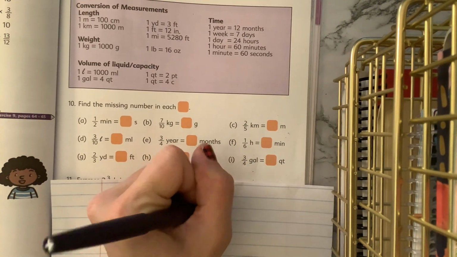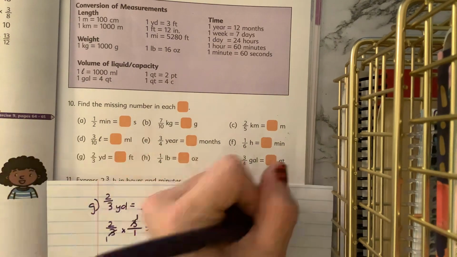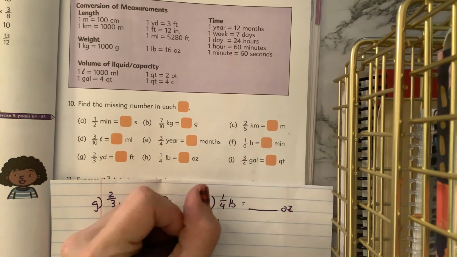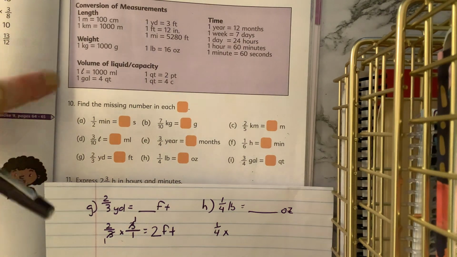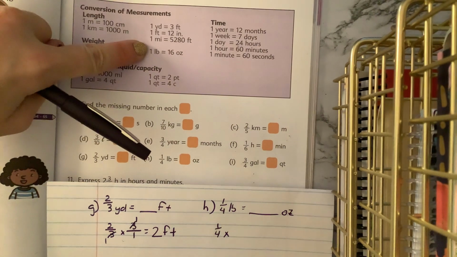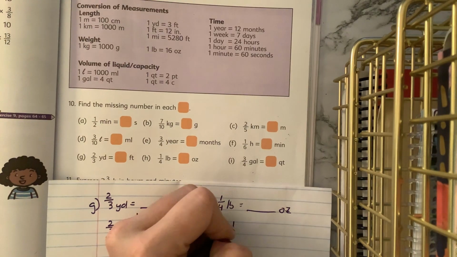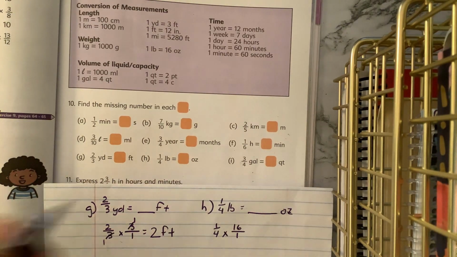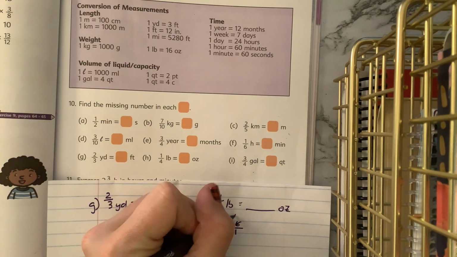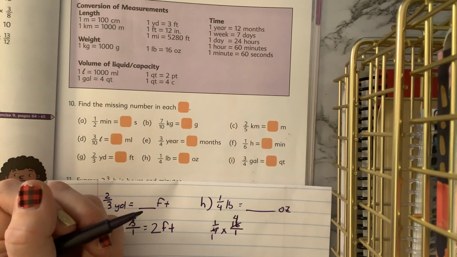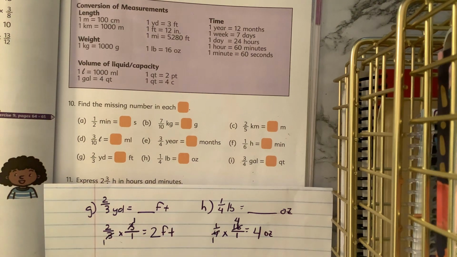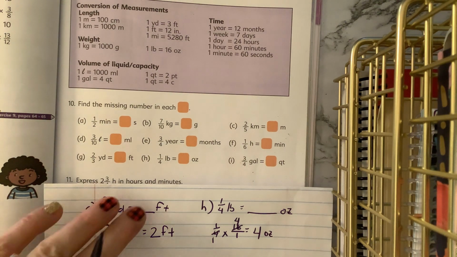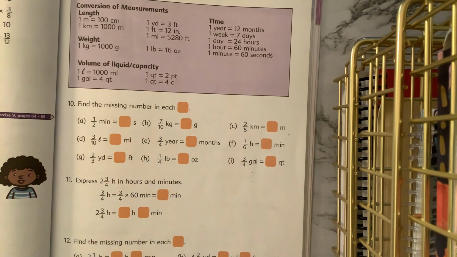H says 1/4 of a pound equals how many ounces? So we multiply 1/4 by, there it is, 1 pound is 16 ounces. So we multiply by 16. Again, we can simplify in advance, dividing both of these by 4. We multiply across and get 4 ounces. Again, if you did not write ounces, please add that.